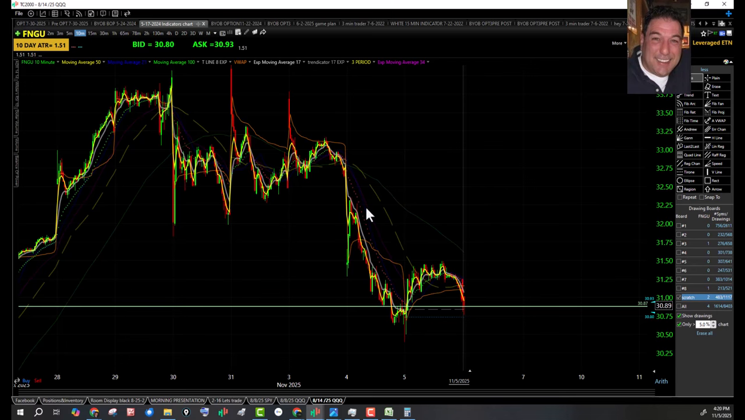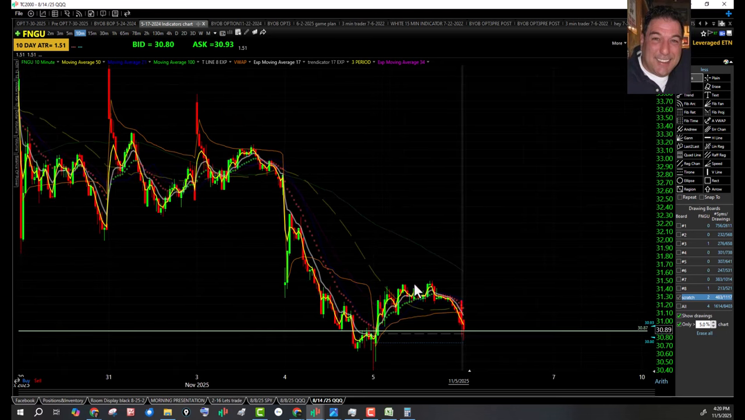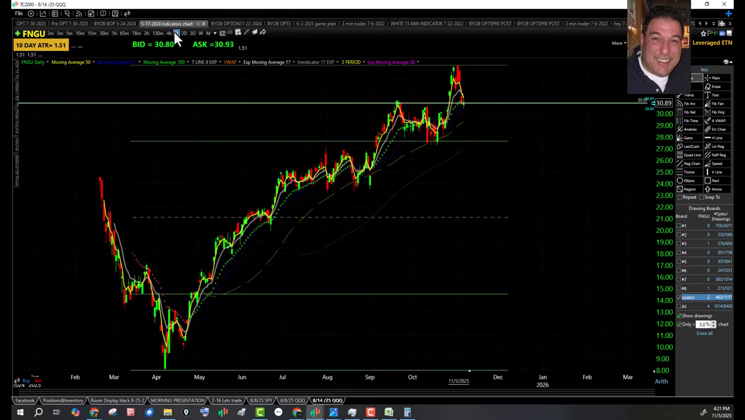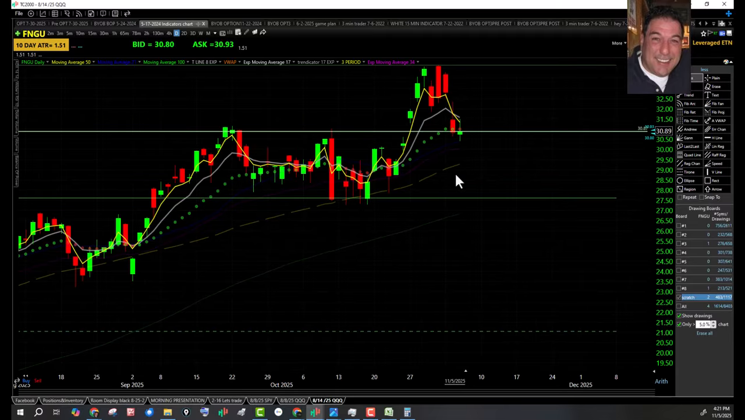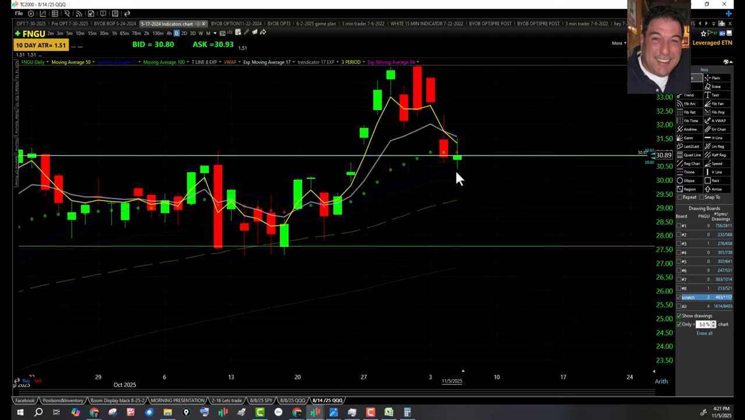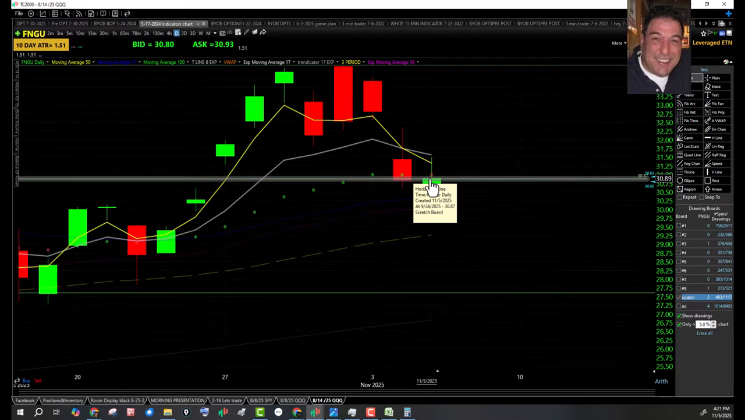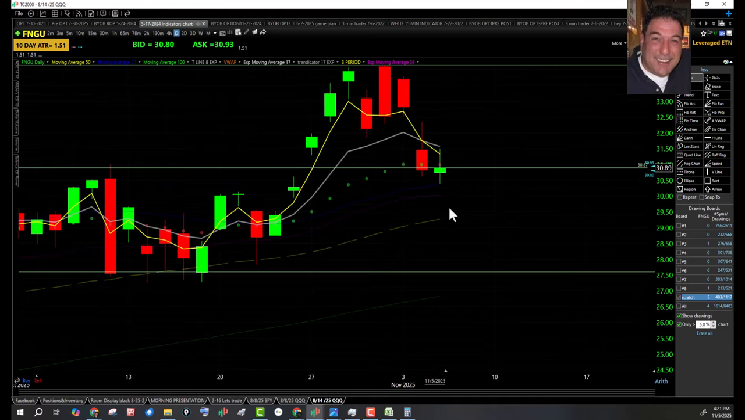So there's FNGU right there. Again, another lower high, and we don't even know about the low because we're not done performing yet. All right, so that's FNGU. That's on the 10-minute. On the daily candle, lower high, lower low, closing underneath the bearish trap, and also underneath the 17 EMA, see the 17 dots, underneath the 17 right there.